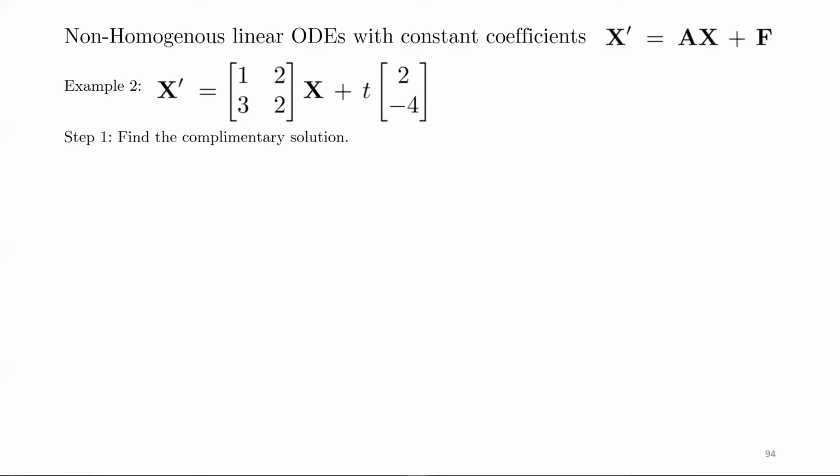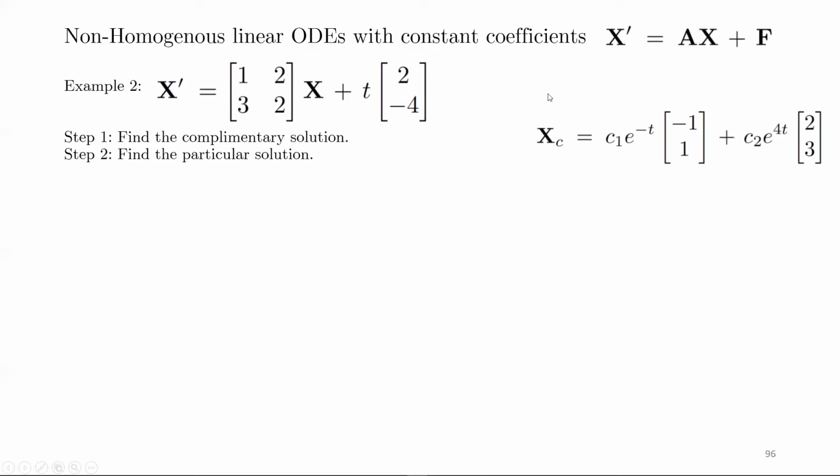Okay, so step 1 is finding the complementary solution. Again, I'm going to leave this as an exercise because you should be able to find the eigenvalues and eigenvectors of this coefficient matrix fairly simply. It turns out that they are real and distinct eigenvalues. So we have a fairly simple complementary solution here. But what we're focusing on here is using the method of undetermined coefficients to find a particular solution.